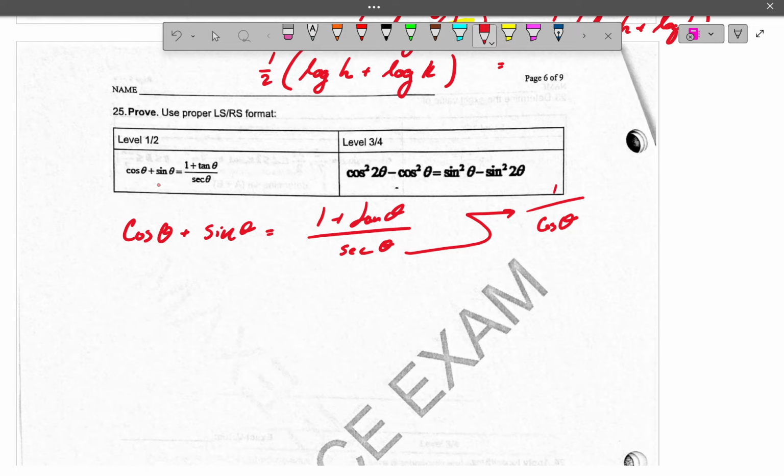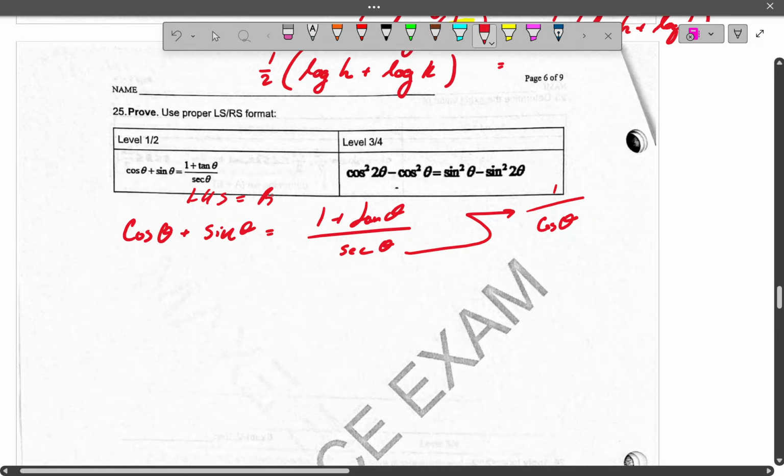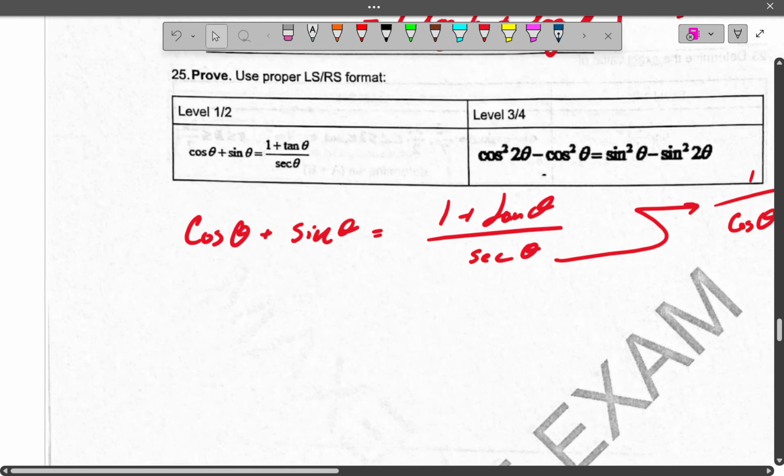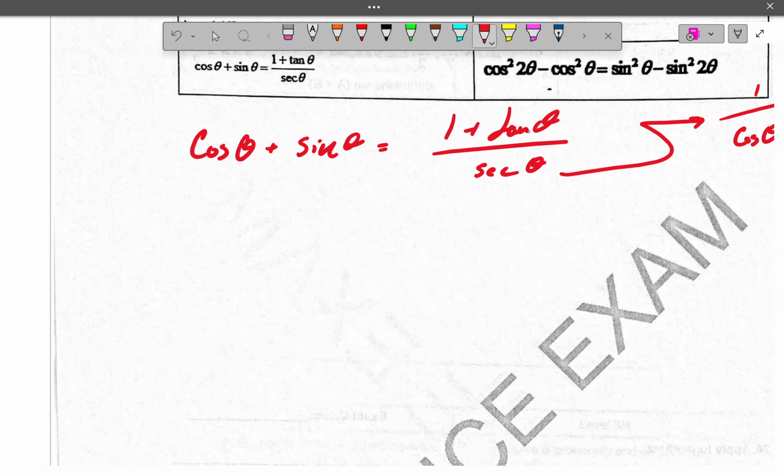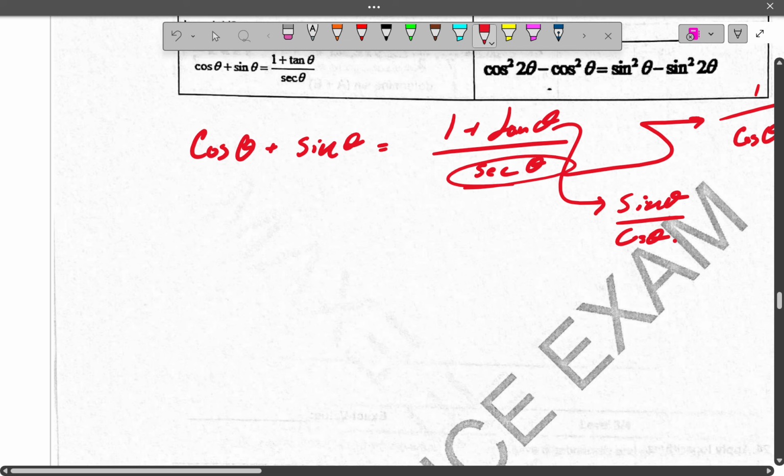And I'm going to show that the left-hand side is equal to the right-hand side. You could do it the other way and show that the right side is equal to the left side. I'm just going to choose to keep the right side the same, and then show that the left side is equal to that. So the first thing I see is that I have a tangent in the top, and I know that tangent is sine theta divided by cosine theta. I also notice that we have the secant in the bottom, so I have to divide by something.